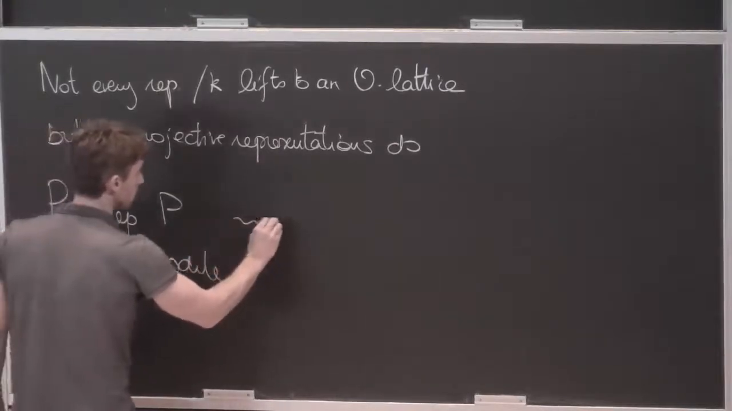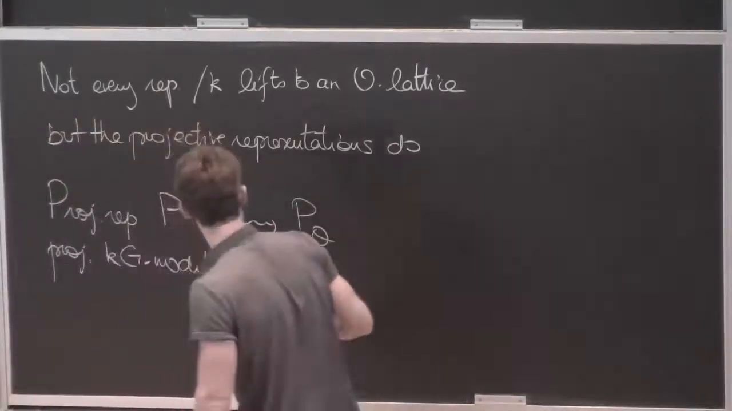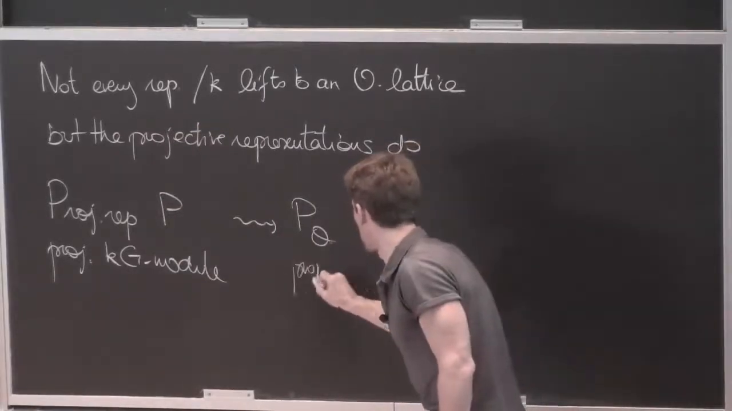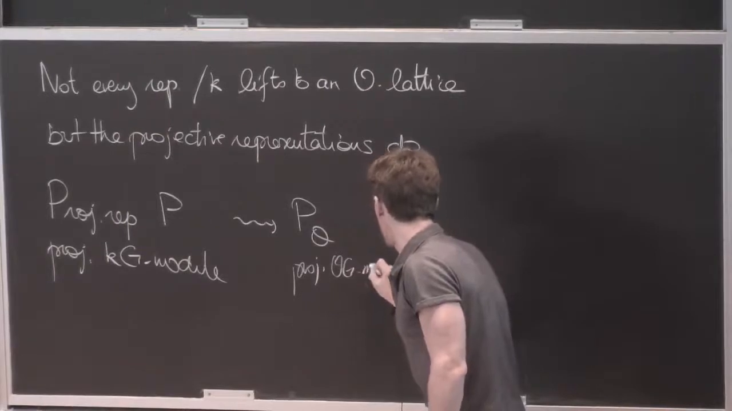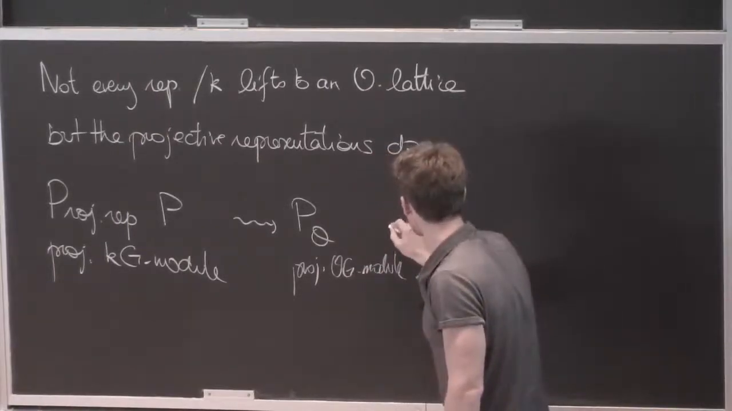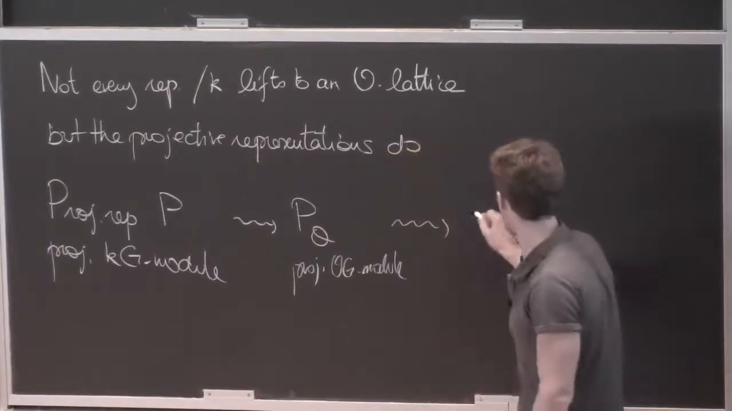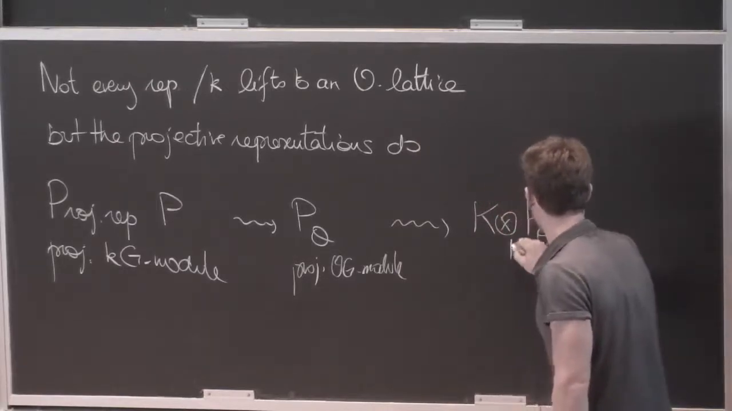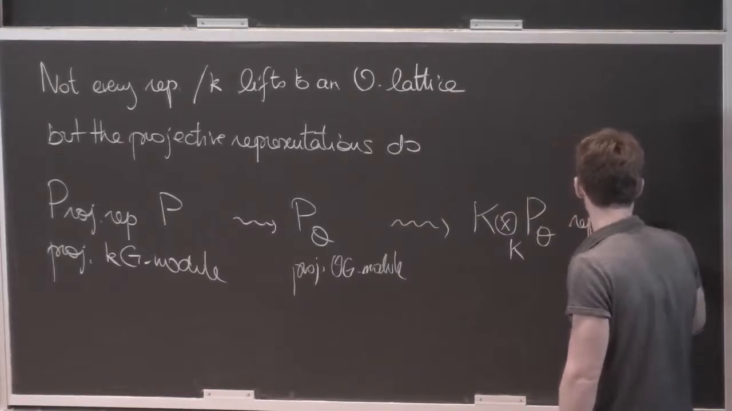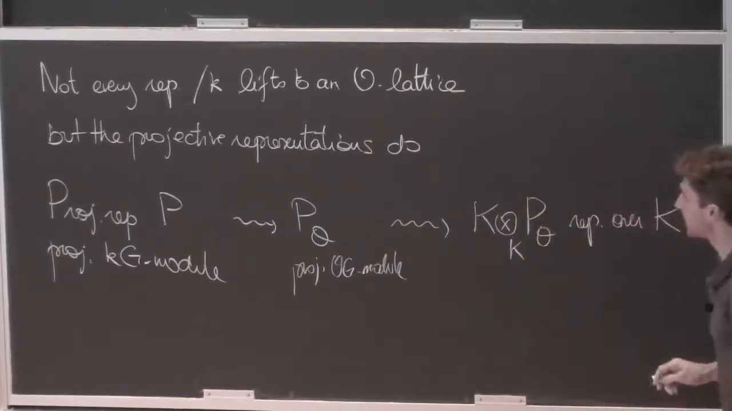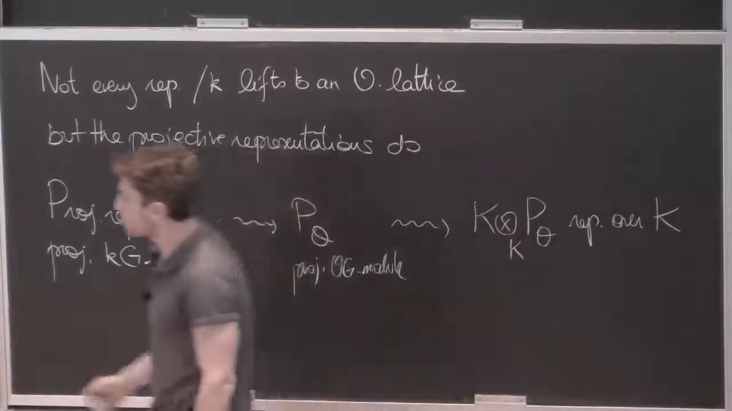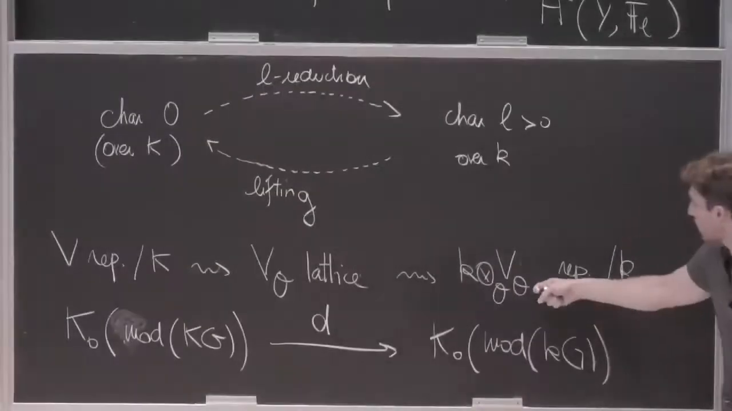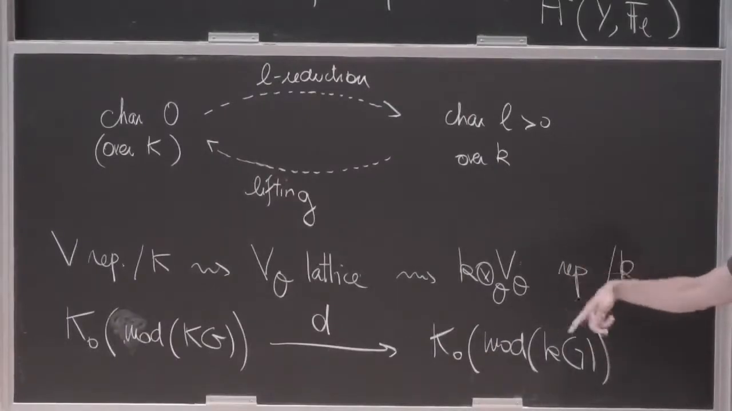You can find some lattice that represents P, which will also be projective as an OG module, which will be unique up to isomorphism. And now you can extend the scalar to K to obtain a representation over K. Okay? And for the same reason that if you start with something which is irreducible here, usually you don't have anything irreducible there. There can be many composition factors.